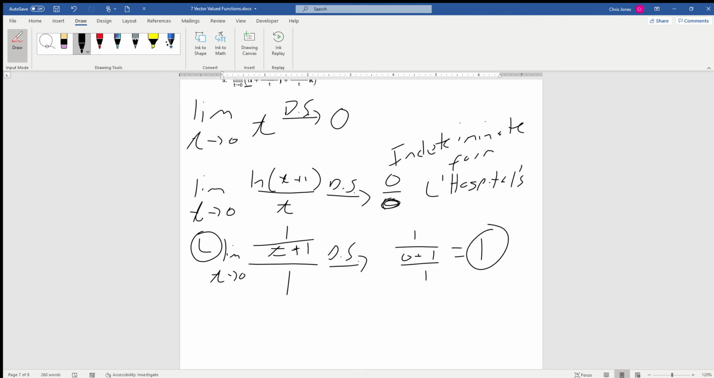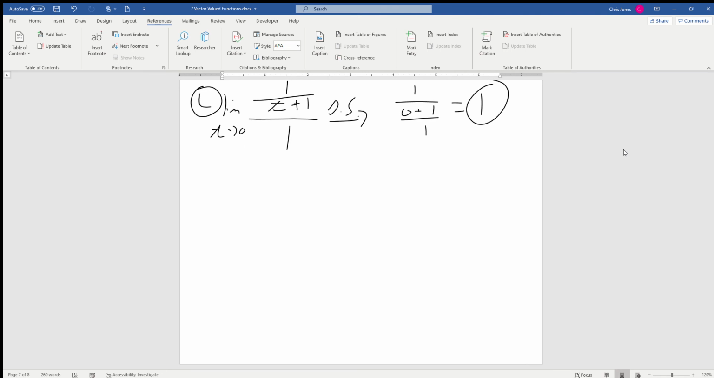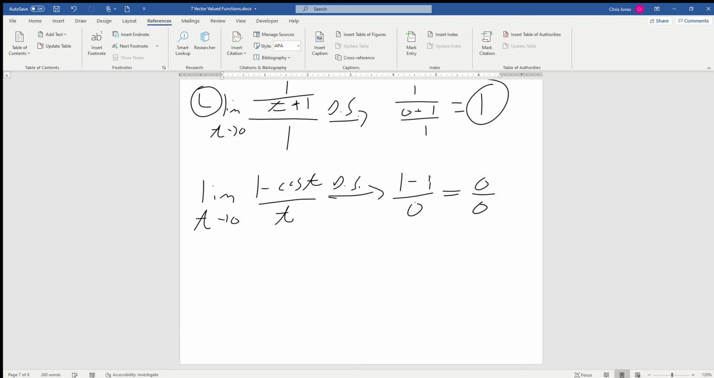The other component that we have to find the limit of is lim as t approaches 0 of (1 minus cos t) divided by t. If we try direct substitution, we get (1 minus 1) over 0, since cosine of 0 is 1, and that's 0 over 0 again. So that means we can use L'Hopital's rule. We can take the derivative of the top.